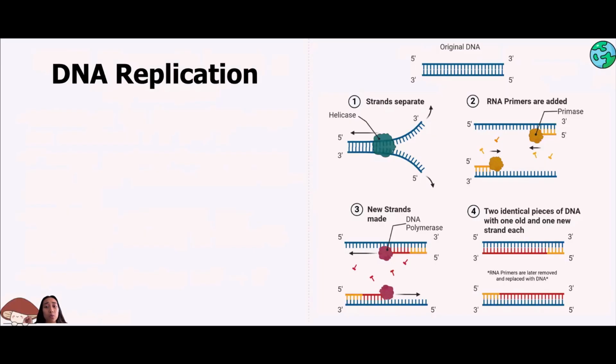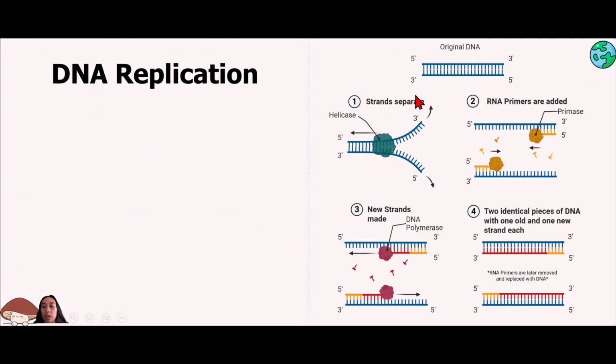So now let's go over the process of DNA replication. By the way, in this video we are simplifying it a lot. I will have another video where I go over it in more detail, but this is kind of the introduction to DNA replication. So let's first look at our original piece of DNA.